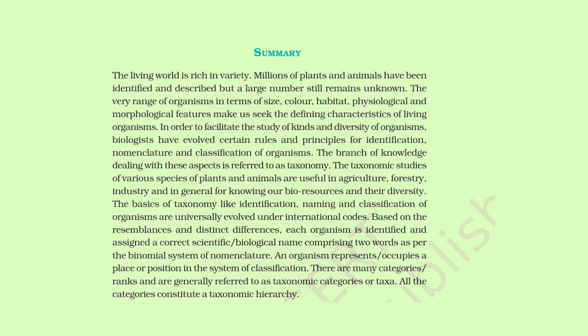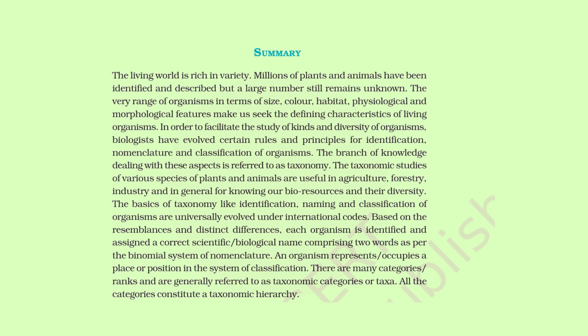The taxonomic studies of various species of plants and animals are useful in agriculture, forestry, industry, and in general for knowing our bioresources and their diversity. The basics of taxonomy, like identification, naming, and classification of organisms, are universally evolved under international codes. Based on the resemblances and distinct differences, each organism is identified and assigned a correct scientific or biological name comprising two words, as per the binomial system of nomenclature.